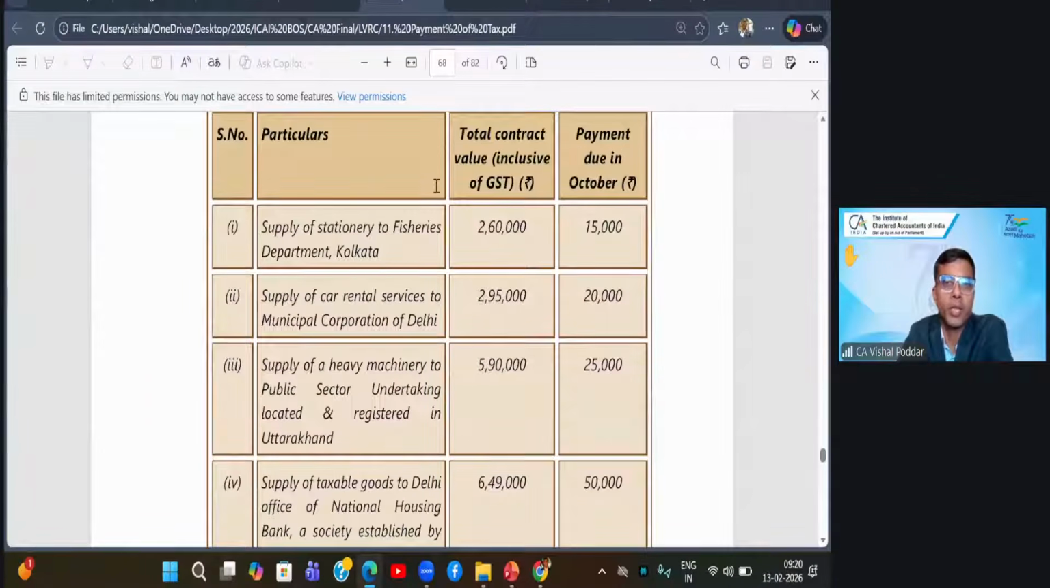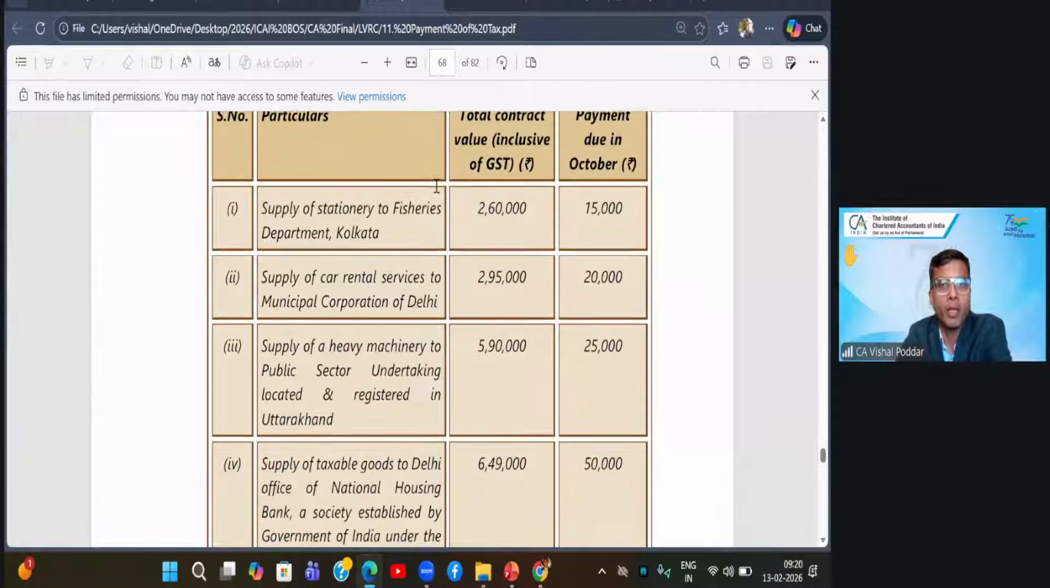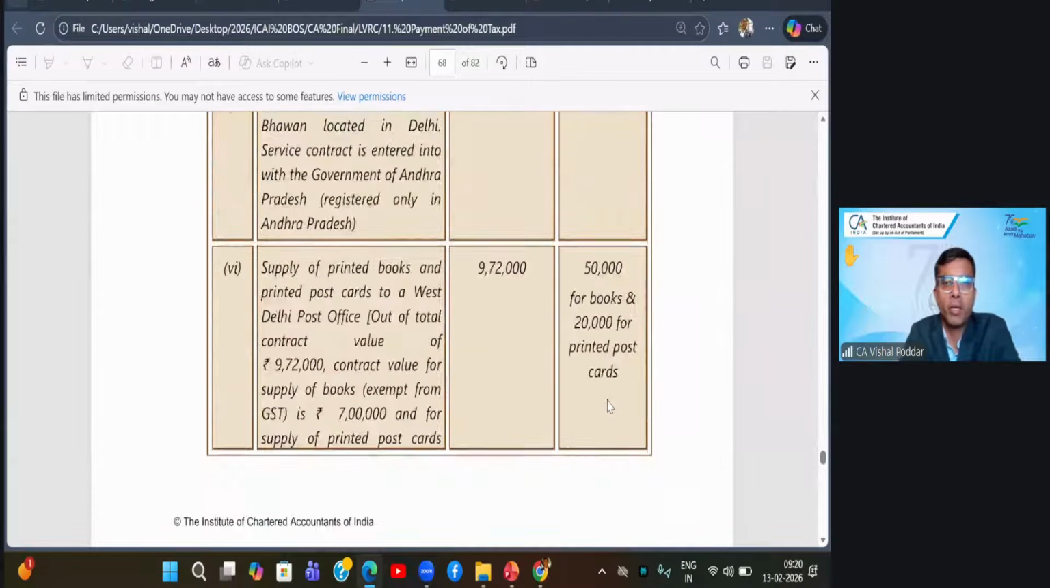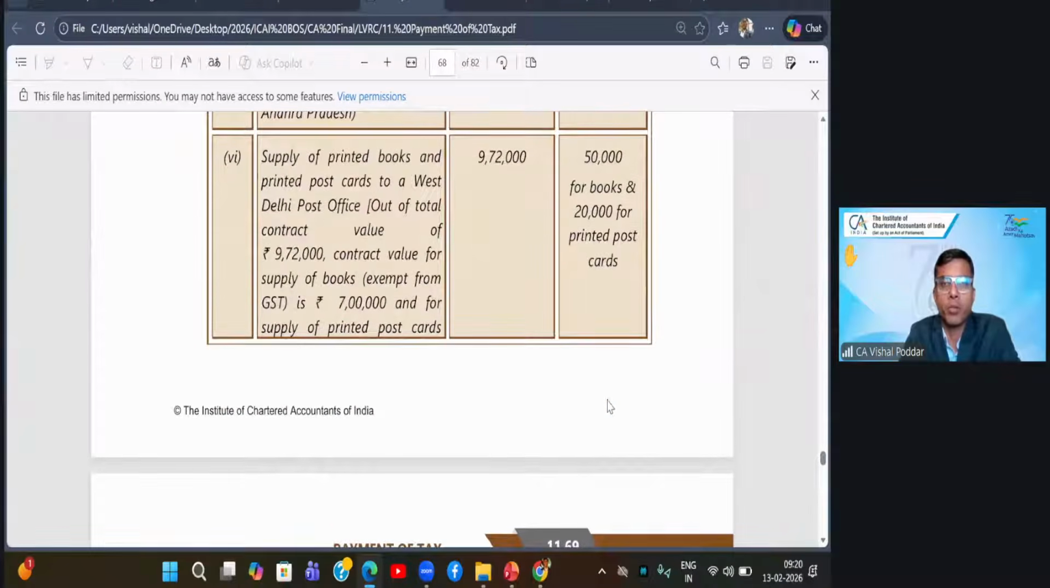Now they have already mentioned that your supplies are made to government, right? Since your supplies are made to government, TDS is applicable. This you have to keep in mind. Now, the total contract value is given, and second, the payment due in this current month is given. Why is this payment due important? Because on this amount, you are required to pay your GST liability. Also, TDS will be deducted by the government on these respective amounts.